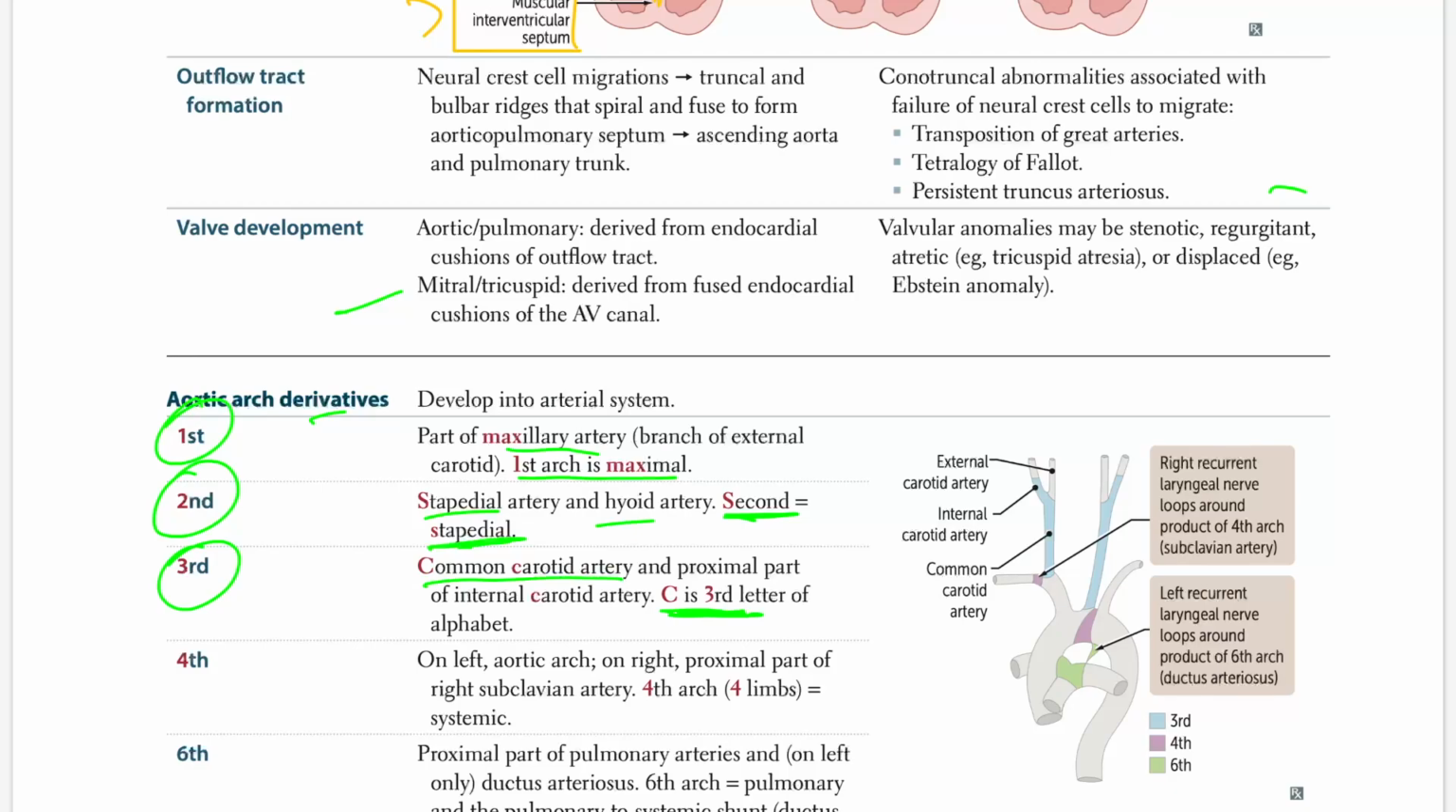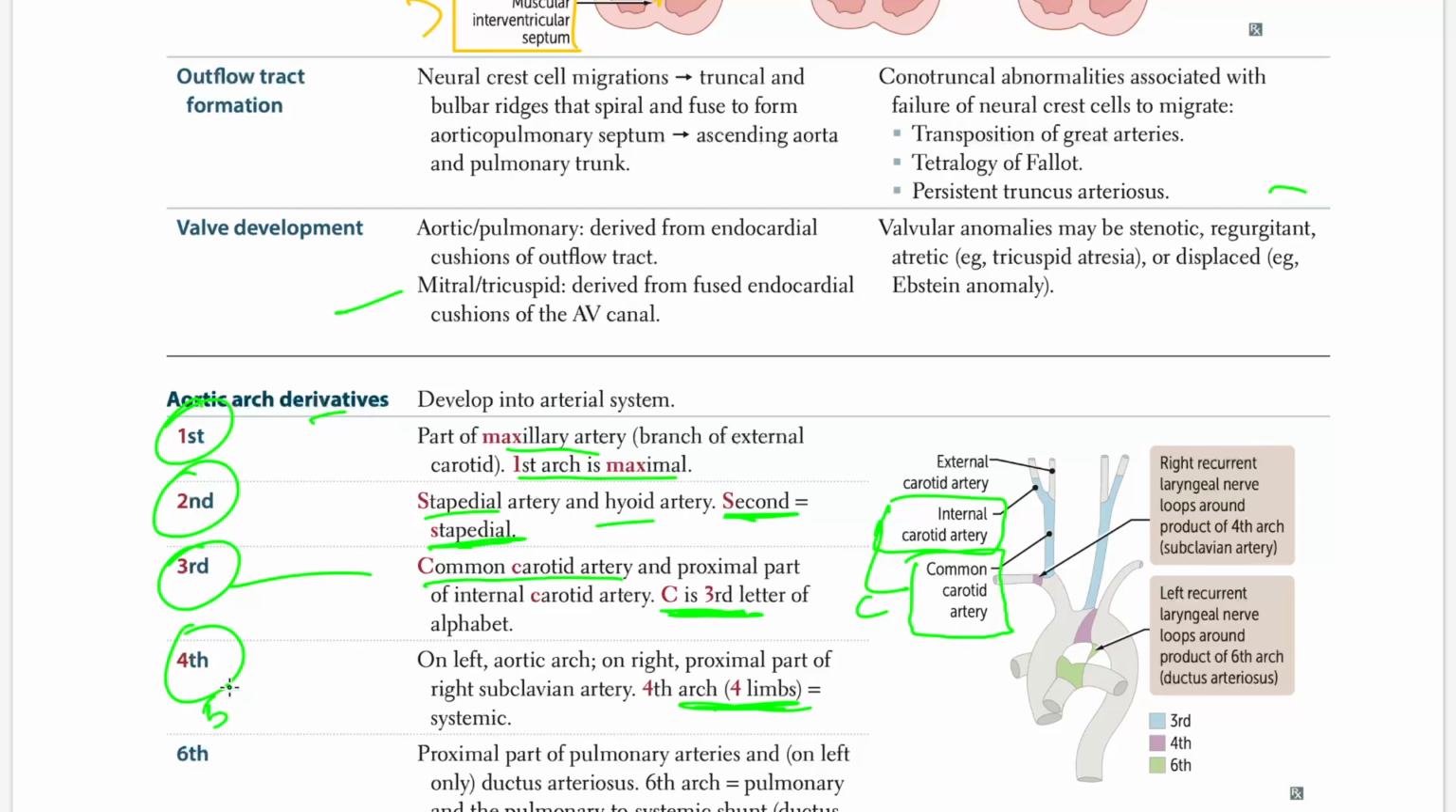And you can see it here, common carotid artery, and then the proximal part of internal carotid, and some part of external carotid. Actually, just the internal carotid. So these two things are C, which is third. Fourth is, on the left side, the aortic arch. On the right side, we have the proximal part of the right subclavian artery. 4 limbs equals systemic.